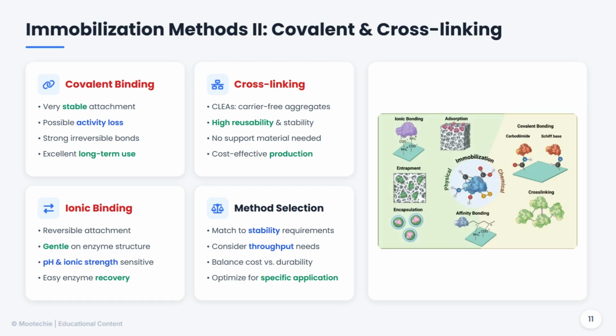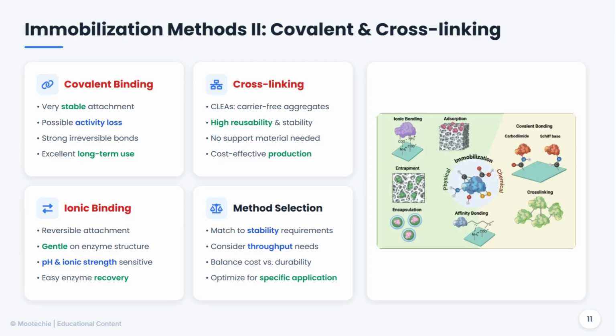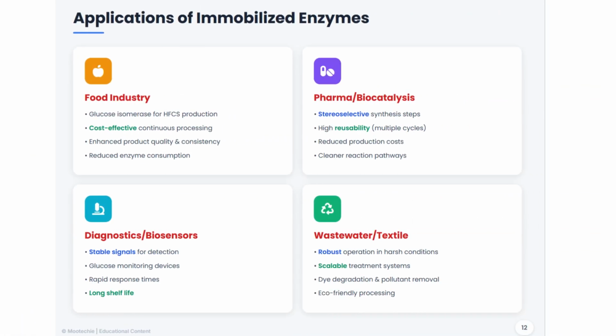Choosing the right method requires matching it to stability requirements, considering throughput needs, balancing cost versus durability, and optimizing for the specific application. The diagram illustrates concepts like adaptation, covalent bonding to carbohydrate or sulfur-based supports, and ionic interactions. Finally, what are the applications of immobilized enzymes?